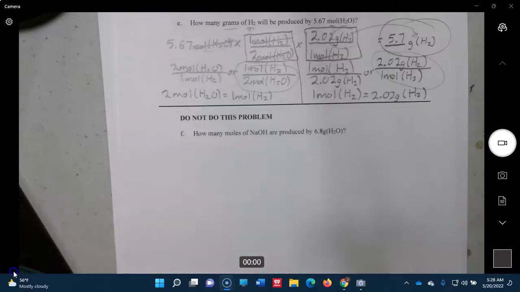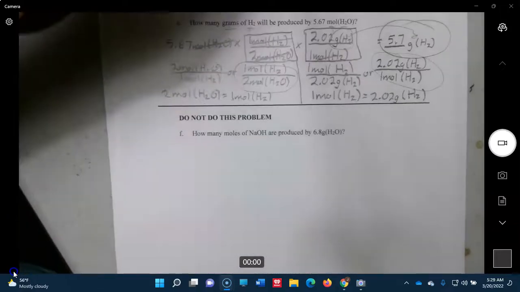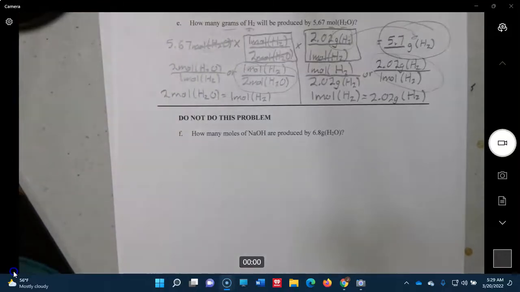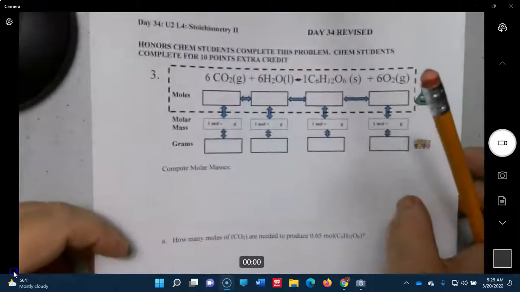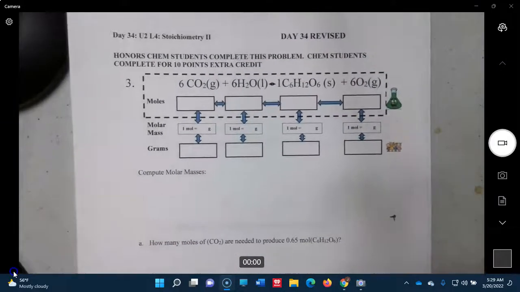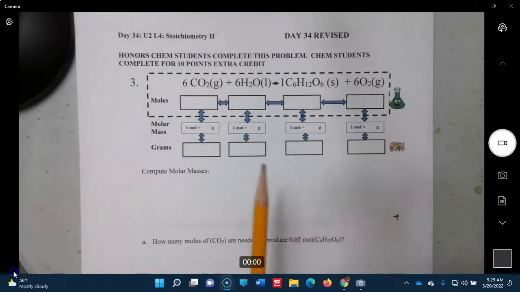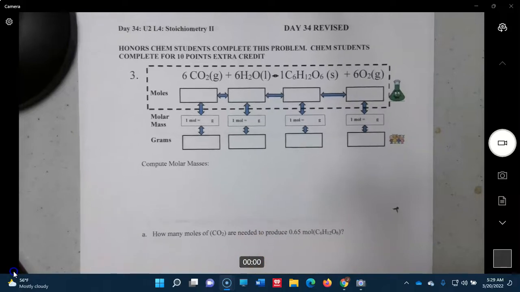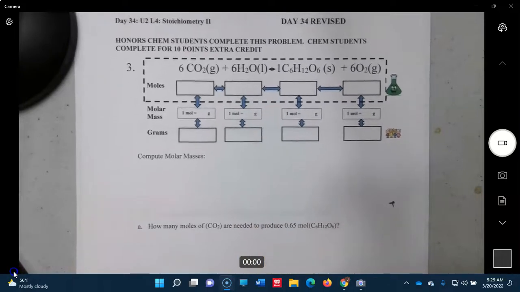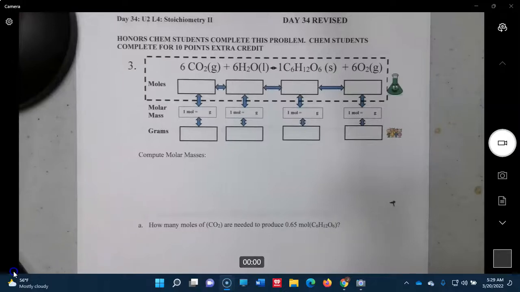And the last one in this set is the one that I did with everyone in class. I'm not going to do it on this video. If you didn't do this with me, if you missed class, you can come to me in tutoring and I'll work this one with you. The last problem is required for the honors students, extra credit for everyone else. I'm only going to give you answers for this one, and you need to do all of these on your own, but I will give you the answers.